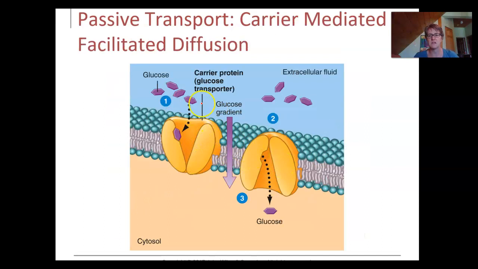All right, I want to go to this one. So it came in and it bound. So this is carrier mediated. We'll go back to that other one in a minute. Carrier mediated diffusion: once it binds, this glucose, this purple guy, will bind to the transporter. Look, the transporter changed shape. Okay, transporter changes shape.